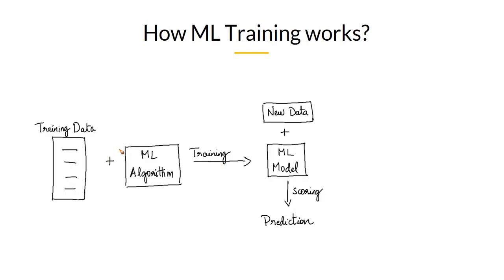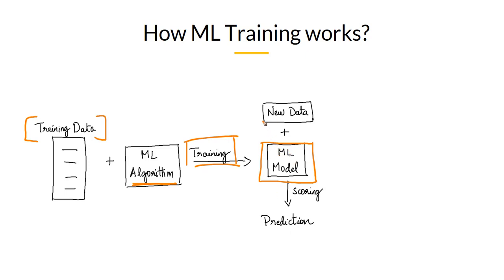Now, how does this process of creating a machine learning model work? Nearly all the time, you will have training data. You have an input data. You also have a machine learning algorithm. This algorithm learns from the data. This process is what we call training the machine learning model. So the algorithm and data, on training, becomes a machine learning model, right?